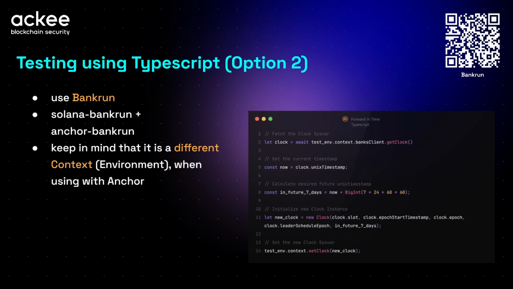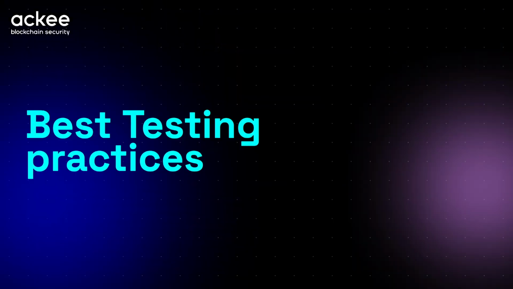In the right corner, you can see again the QR code. This QR code points to the, I would say, official bank run website. So you can check the docs, and you can also check the materials on how to use bank run within your Anchor tests. This is all from the part about forwarding in time within the Rust tests and also TypeScript tests.